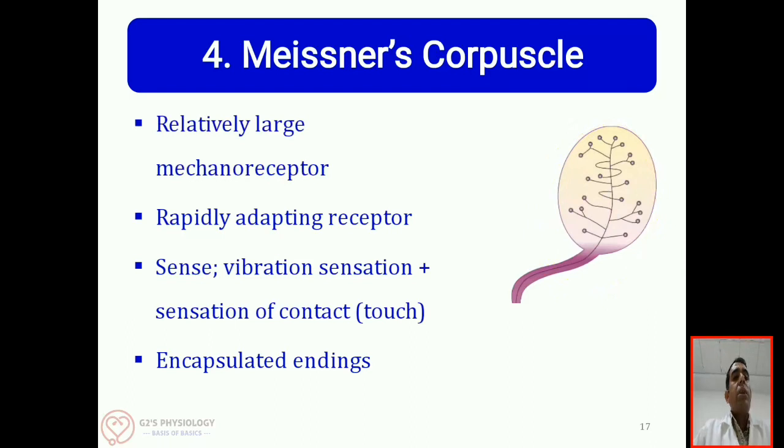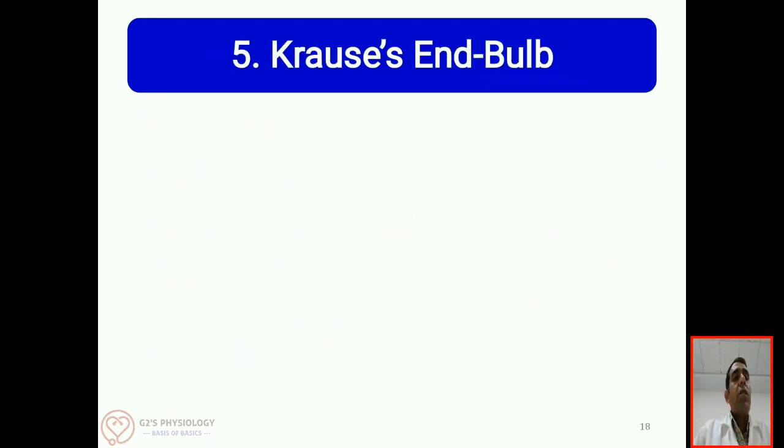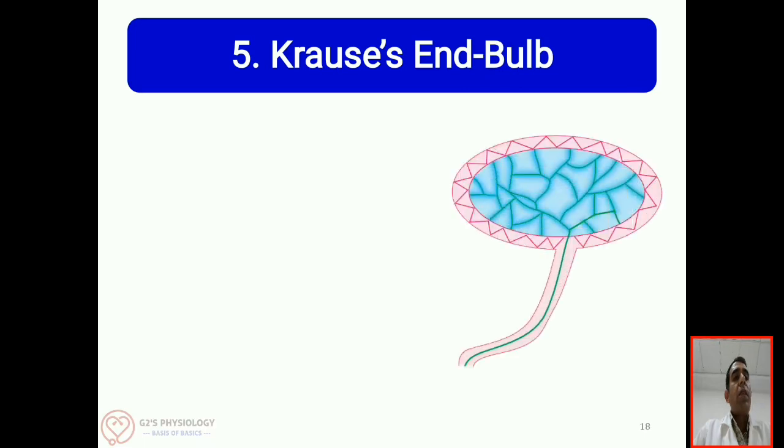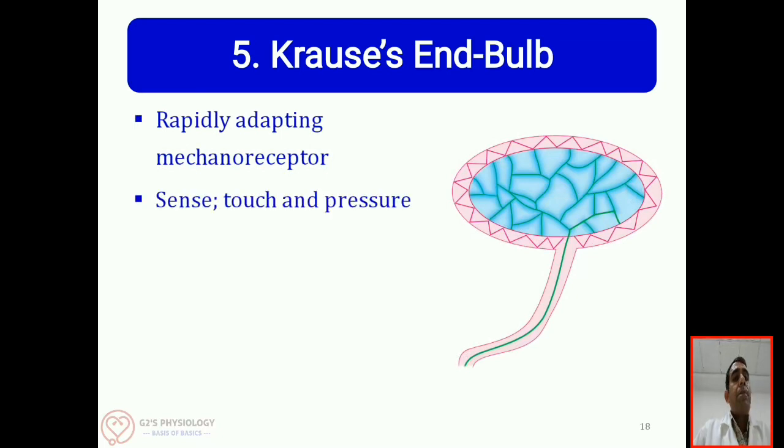Relatively larger mechanoreceptor, rapidly adapting, senses vibration sensation plus the sensation of contact, that is touch, and these are encapsulated. Fifth one is the Krause end bulb. Again, this is encapsulated, rapidly adapting, senses touch and pressure.